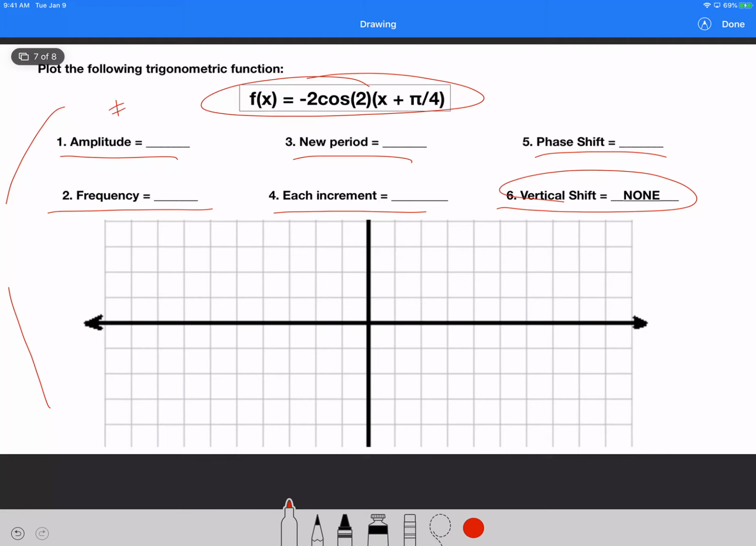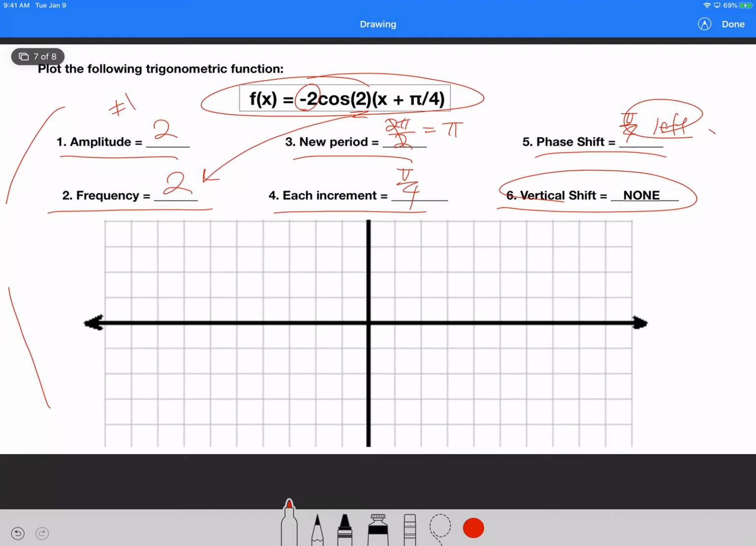Your amplitude will no longer be one like we did last time. So in this particular case, it would be a 2. Now your frequency value would be whatever is in front of x, which would be 2 here. And your new period would be 2 pi divided by your b value, which is 2, and you will get that as pi. Now each increment is your new period divided by 4, which means it will simply be pi over 4. And your phase shift would be pi over 4 to the left.